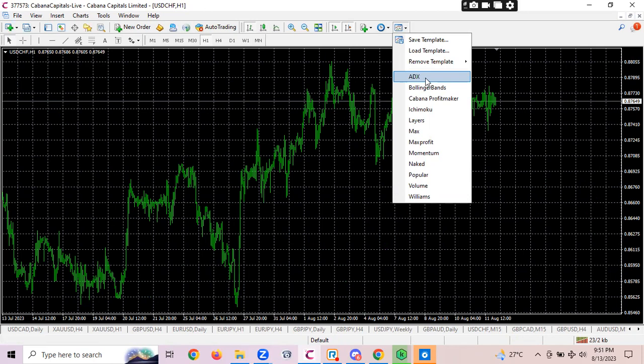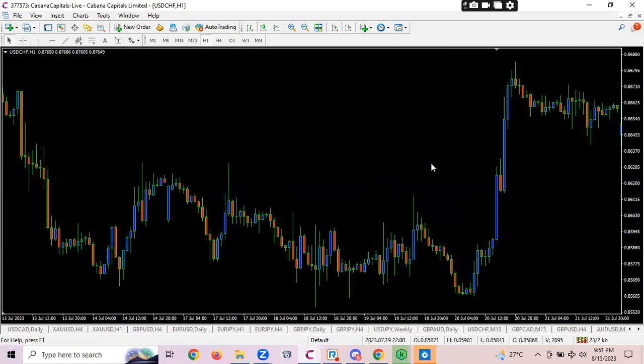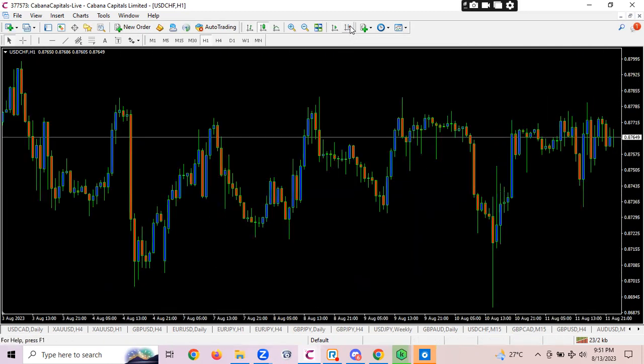As you know, Euro USD and USD CHF are negatively correlated. So if you're looking for buy setups on Euro USD, we should look for sell setups on USD CHF. As you can see on 1 hour time frame, since the 3rd of August, USD CHF has been in a range. If your strategy is a trending strategy, you would have had difficult time making profits on USD CHF.